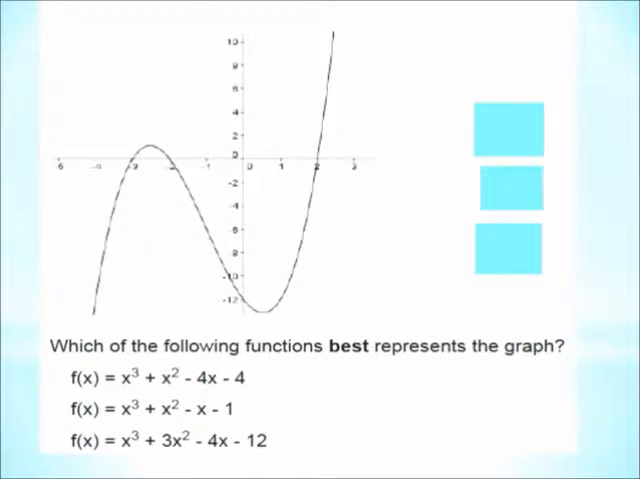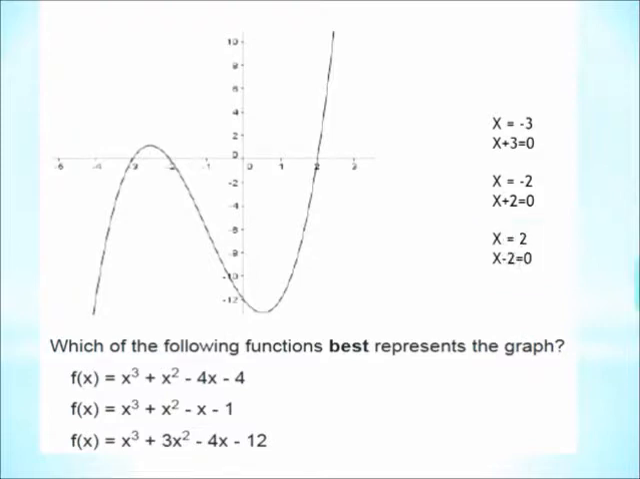This problem says which best represents the graph. So let's look at it. Our first information is x equals negative 3. And remember the last problem, or a few problems before, it's like working backwards now. We have the intercept, but now we need to start looking at the equation. So we get x plus 3 equals 0. The next one's negative 2. So we get x plus 2 equals 0. And the other one is positive 2, so we get x minus 2 equals 0.